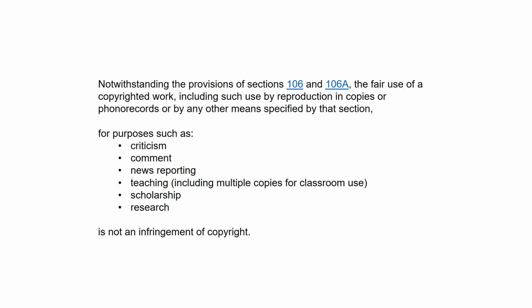Let's look at the categories that are included as possible fair uses of protected material and define each of them. The Stanford page in your readings provides more elaboration, so please be sure to look at that also.